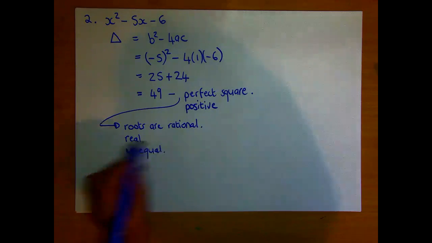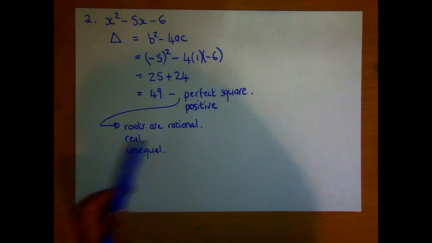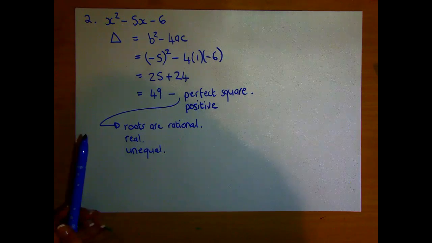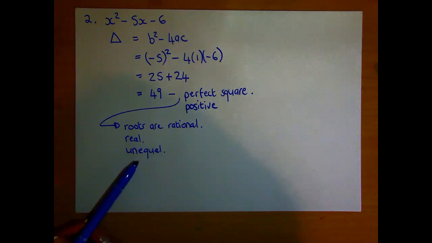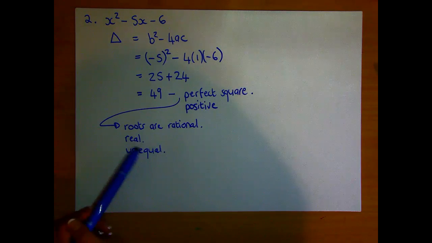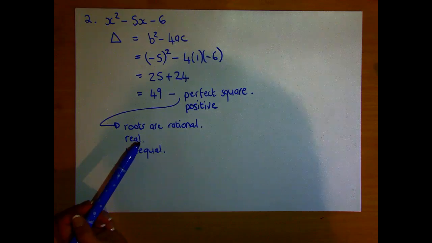There was no point in writing that down in the previous example because we weren't even dealing with rational or real roots. So there's nothing else to say really. But here we can qualify that they're unequal, rational, and real.